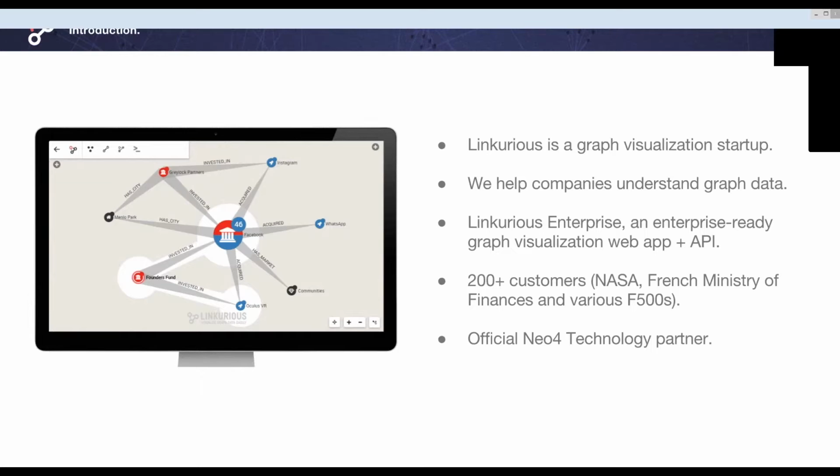Linkurious is a graph visualization startup. We are based in Paris and we help customers around the world understand their connected data. Our main product is called Linkurious Enterprise. It's an enterprise-ready graph visualization application, which also comes with an API. Today, we have 200 plus customers, including NASA, the French Ministry of Finances, and various Fortune 500 companies, including banks and insurance companies. We are a Neo Technology partner since 2013.